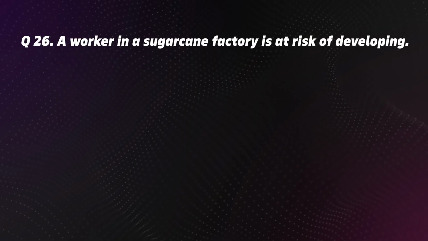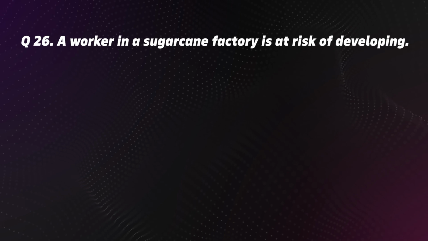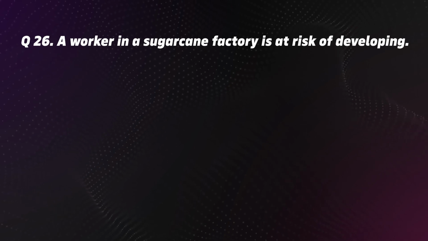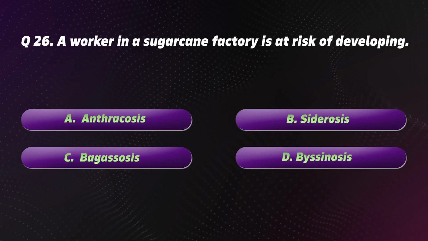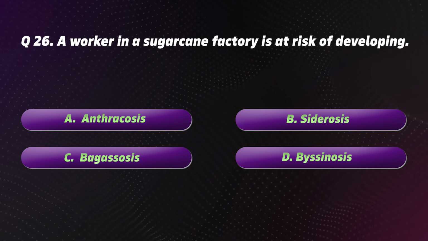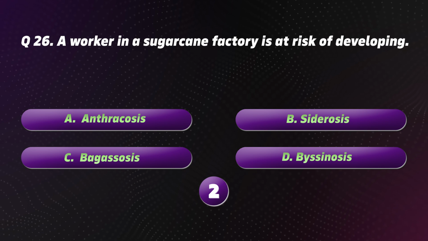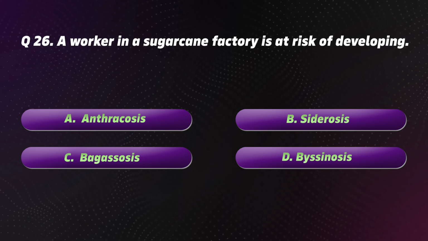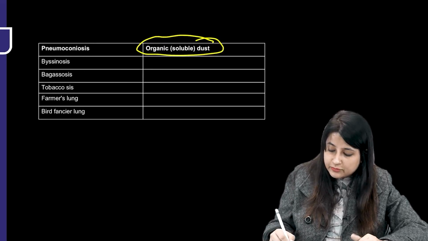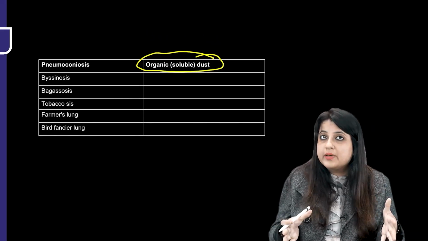Question 26. A worker in a sugarcane factory is at risk of developing? Here are the options. A. Anthracosis, B. Siderosis, C. Bagassosis, D. Byssinosis. And the correct option is C. Bagassosis. Here is the explanation. Exposure to organic or soluble dust.